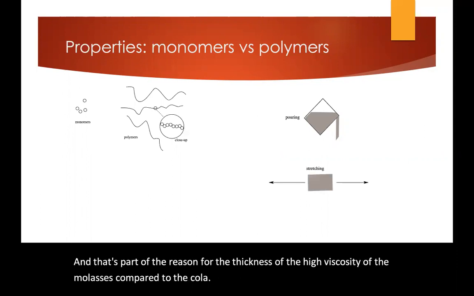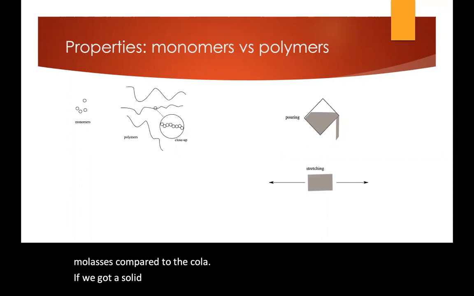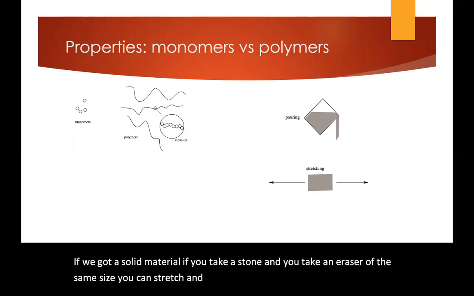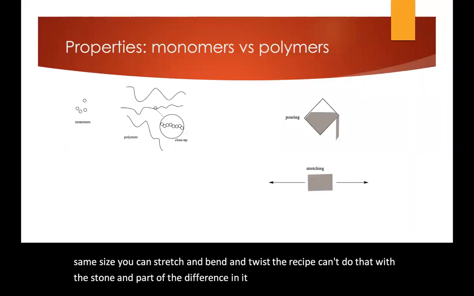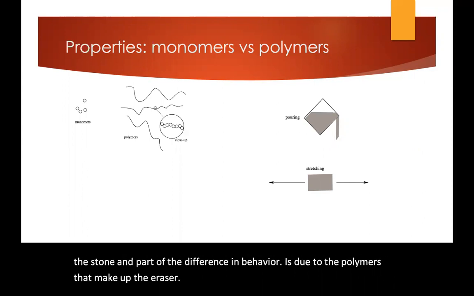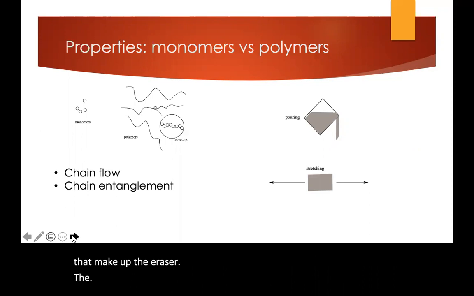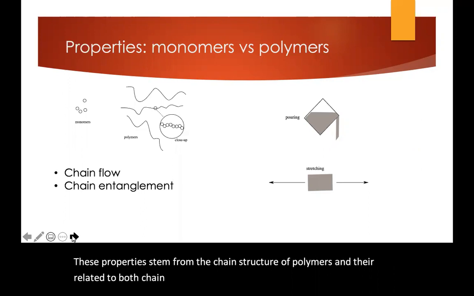If we've got a solid material, if you take a stone and you take an eraser of the same size, you can stretch and bend and twist the eraser, but you can't do that with the stone. Part of the difference in that behavior is due to the polymers that make up the eraser. These properties stem from the chain structure of polymers, and they're related to chain flow, the fact that these chains can slide past each other.